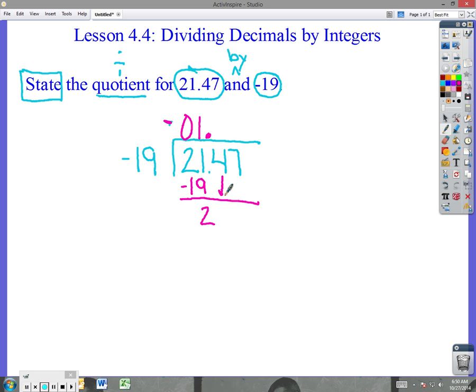So now I'll bring down the next number, which is a 4. 19 goes into 24 one time. I'll put the 19 down here. I will now subtract. Let's see, 19 is 1 away from 20. 20 is 4 away from 24. That gives me 5. And I will bring down the next number, which is a 7. So now I have, how many times is 19 going into 57?